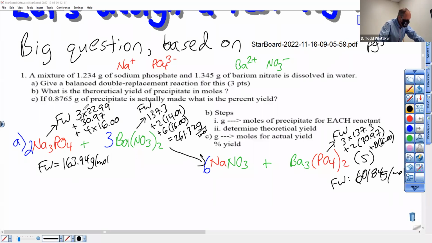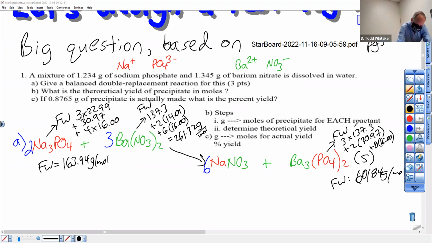We had a small mistake on one of the formula weights. This was a 2 by mistake. I used a coefficient by mistake in a formula. That 2 is only used to go from moles of this to moles of something else. We're not even at moles yet. You can't use it. There are 3 sodiums in the formula, not 2. I fixed it. There's the formula weight. There's this formula weight. There's this formula weight. Now we're ready to go from grams to moles of precipitate for each reactant.